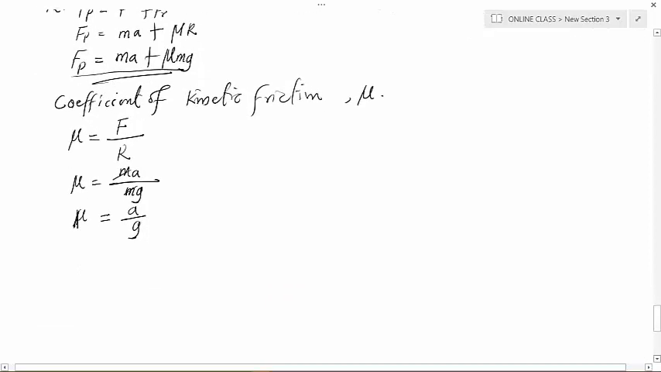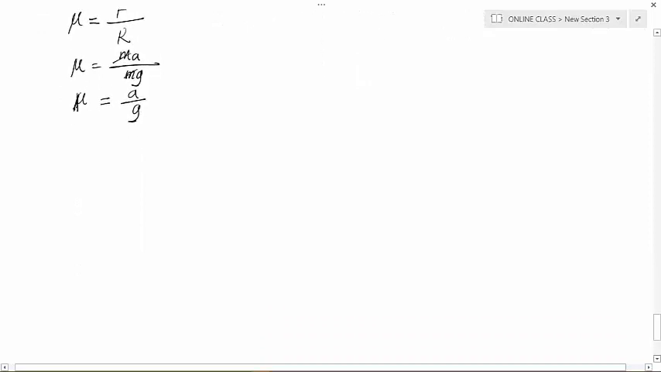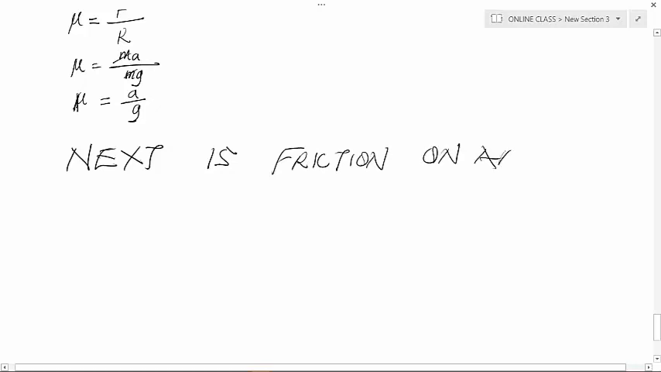And the next thing we are discussing, by God's grace, is going to be what? So next will be friction on an inclined plane. So that will be the next class.